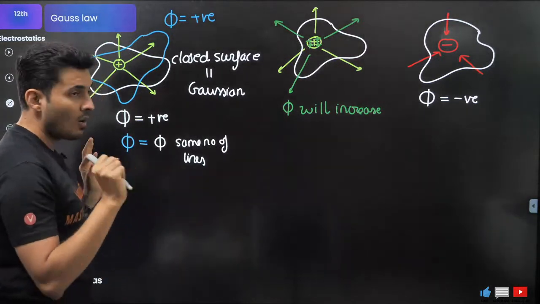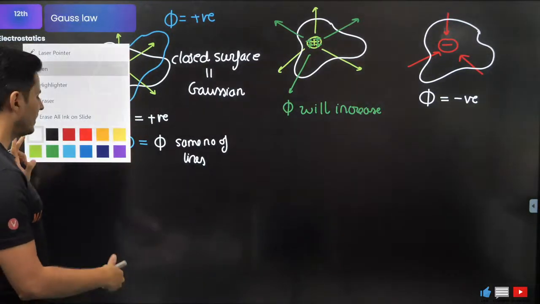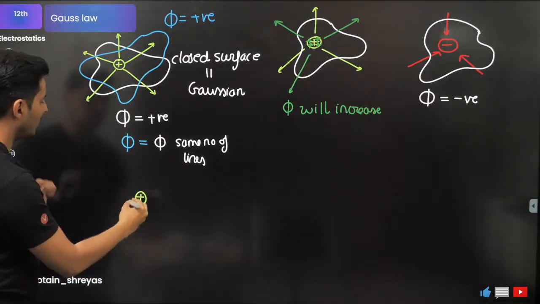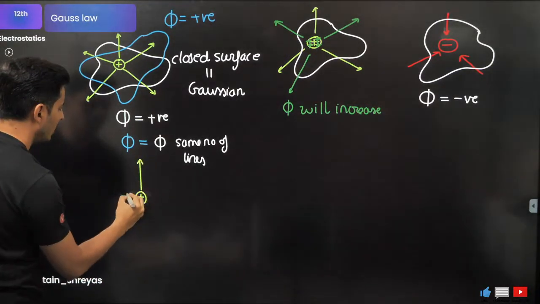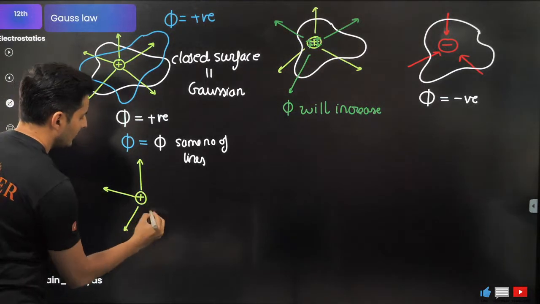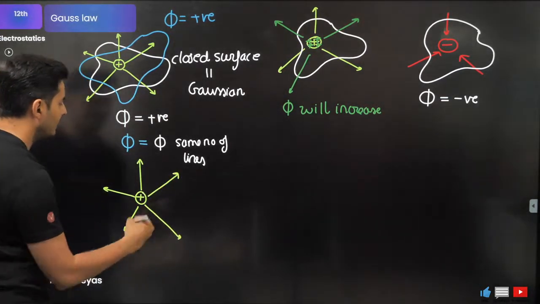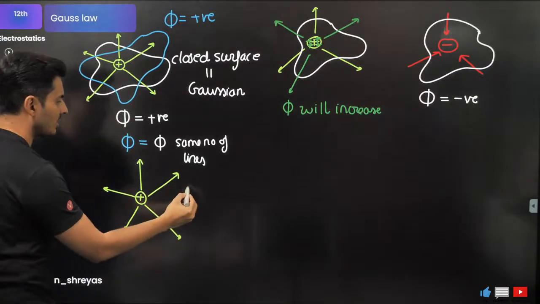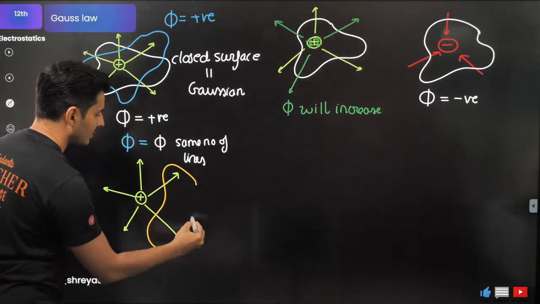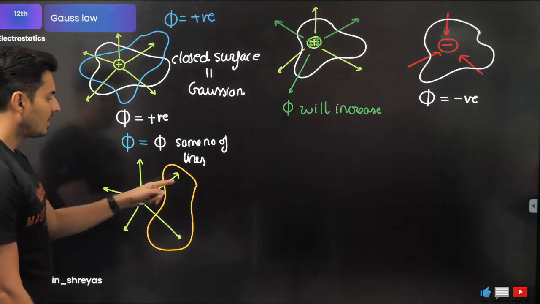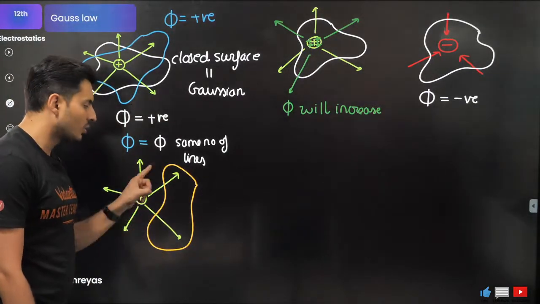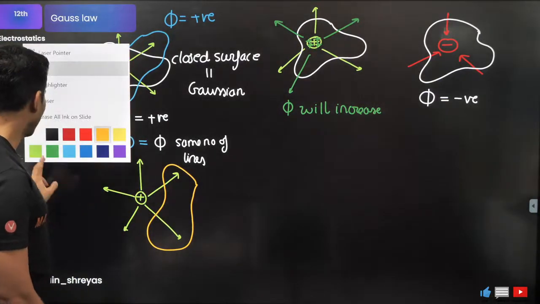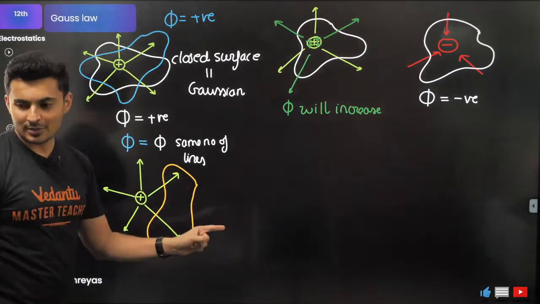What if I take either a positive charge or a negative charge? Let's say I take a positive charge. I know the field lines are going to look something like this. These are the electric field lines. But this time, the surface that I am drawing, the Gaussian surface, is like this. Now tell me, what is the flux through this Gaussian surface? Come on guys, think about it carefully. What is the flux through this yellow surface?